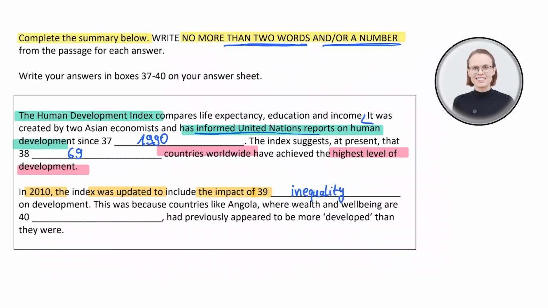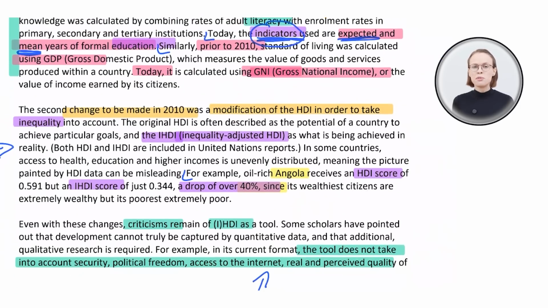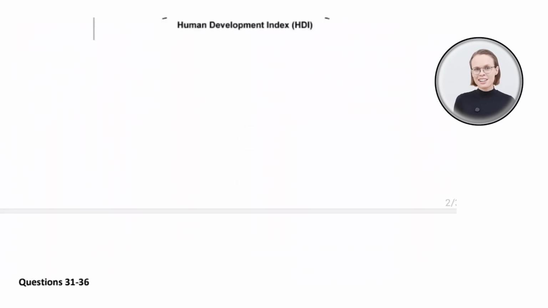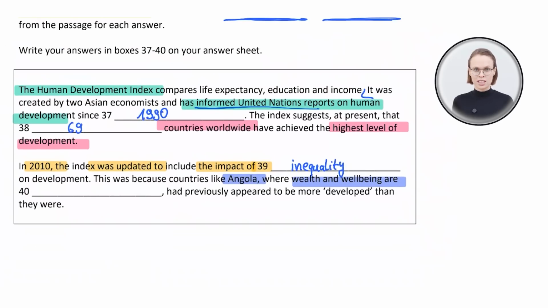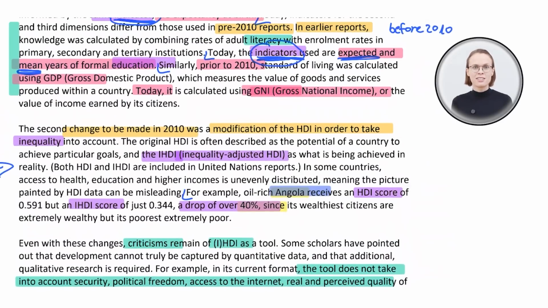And now we've already read the next sentence. We are looking for Angola in the passage because this is a country and so it's an excellent keyword where wealth and well-being are something. So let's look for Angola. Where can we find it? I remember that it was somewhere here. Now, this sentence explains, we have already read the sentence, it explains that Angola receives a certain HDI score and a certain IHDI score. But this is not what we are interested in. We are interested in what happens with wealth and well-being in Angola. What are they?